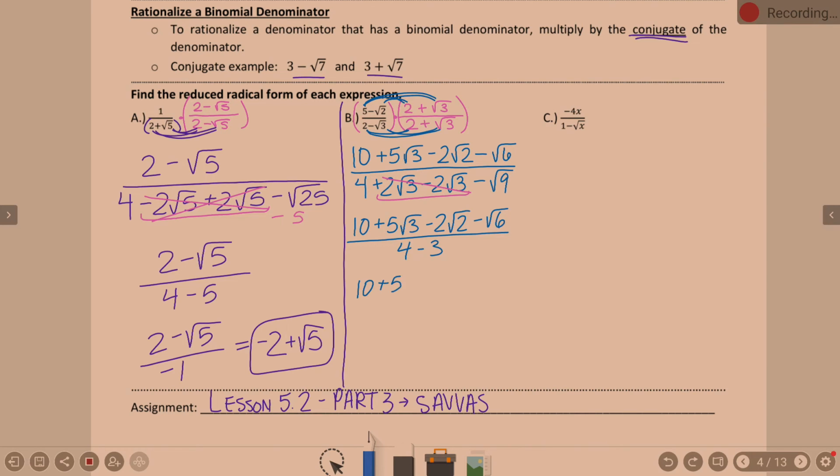Now, 10 plus 5 square root of 3 minus 2 square root of 2 minus square root of 6 all over 1. What do we know about something that is over 1? It's just basically that. It's that, right? Right. Is Savas going to let you put a denominator of 1? Nope. I doubt it.